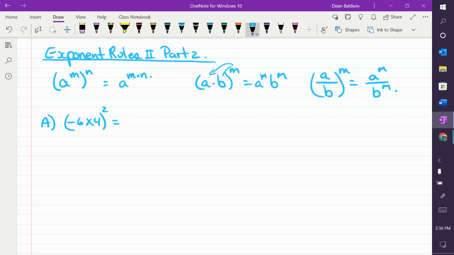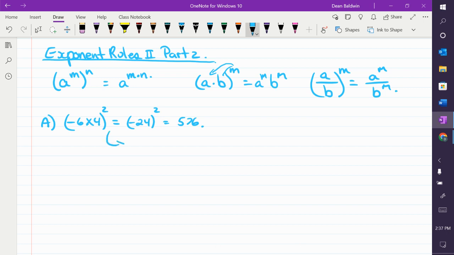So -6 times 4 is -24. If you square -24, do you get a positive or negative number? Positive, right? If you square a negative number, you get a positive number, and 24 squared is 576.